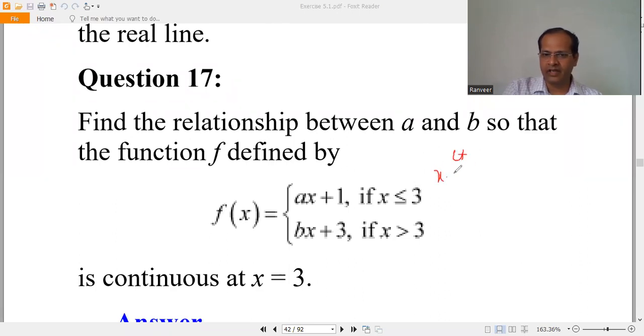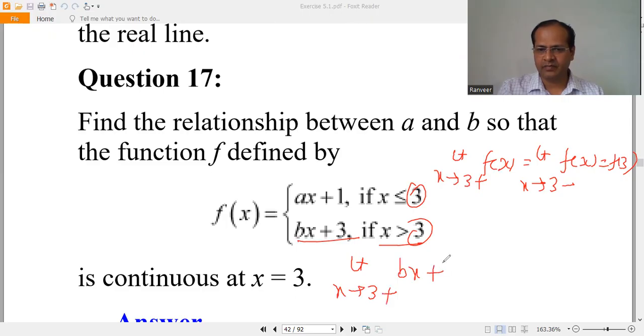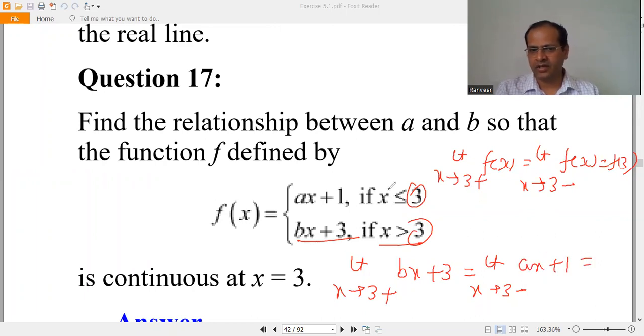So here we can write limit tending to 3 plus f(x) equal to limit tending to 3 minus f(x) equal to f of 3. We can take this, because 3 is the point we have to check. So the 3 plus definition is what? X is greater than 3, so we can write here limit tending to 3 plus, that is bx plus 3, and the 3 minus value is ax plus 1, and f of 3 is 3a plus 1.